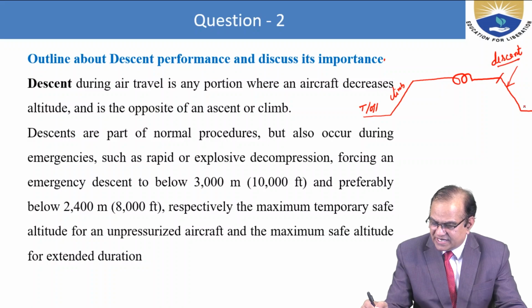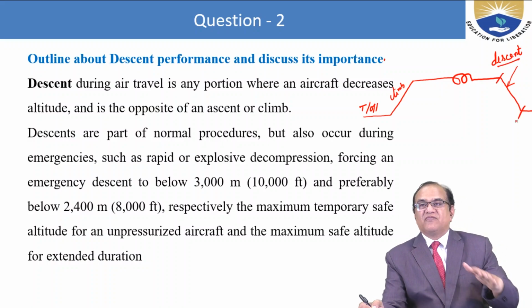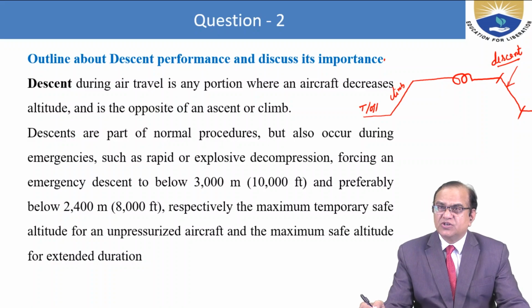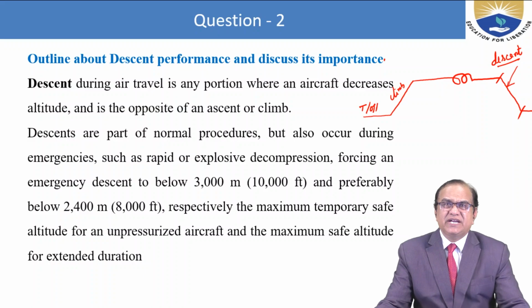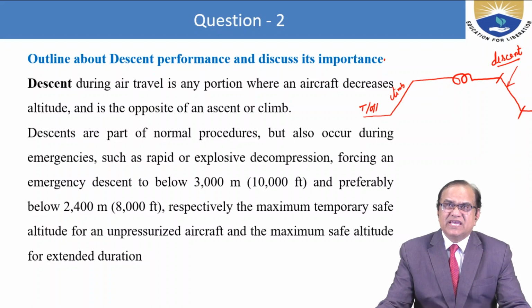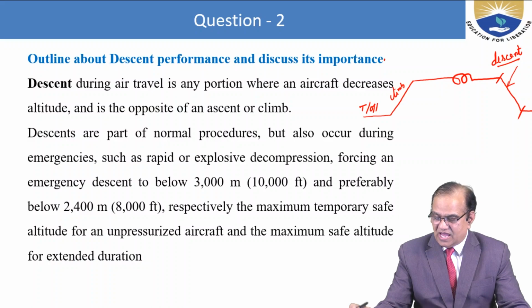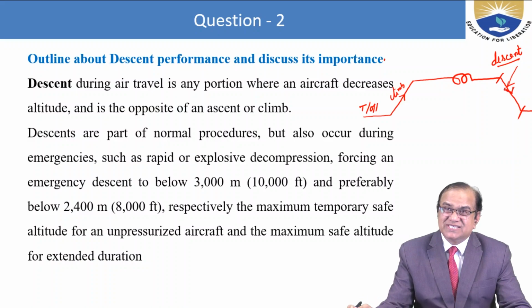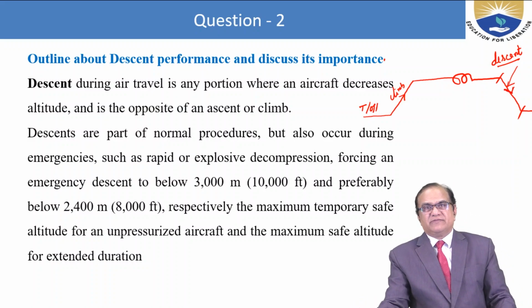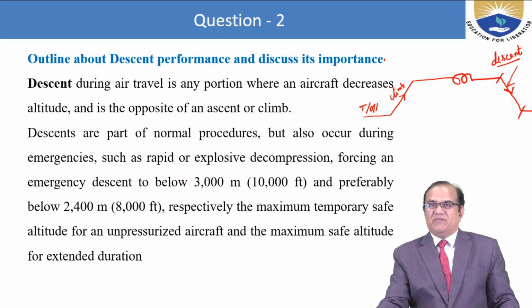So in this descent, the altitude of the aircraft will decrease. Thrust required is a minimum. Descent during air travel is any portion where an aircraft decreases altitude and is the opposite of an ascent or the climb. So if you see in the climb it is going upward, but in descent it is going downward. So this descent is the opposite to the climb performance.